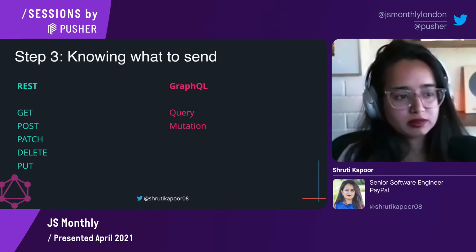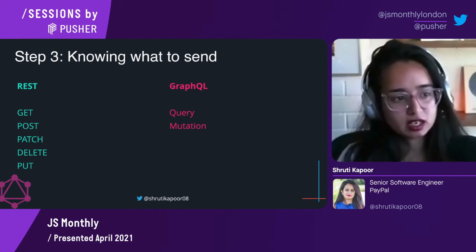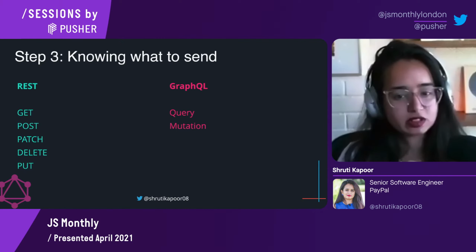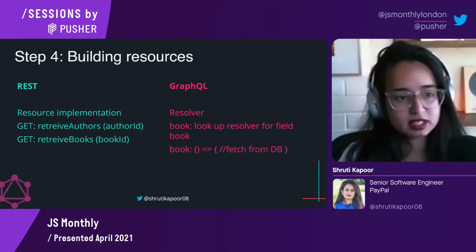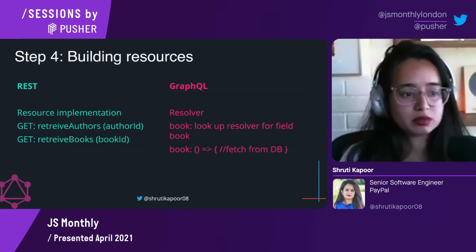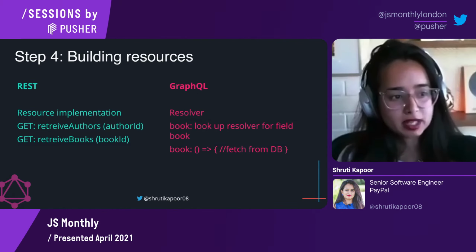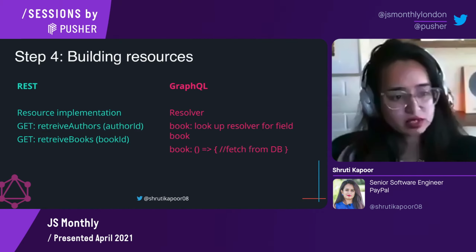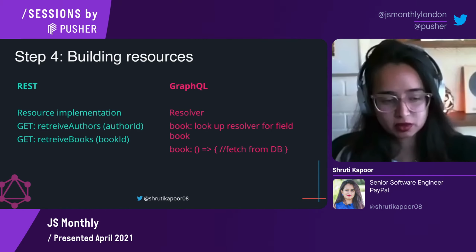Okay, so now we know that we need, let's say, query. And in REST, we need get to fetch the data. We've got the IDs, we've got the fields that we need to send. The next step is on the server side, we need to make sure that we've got the methods that can handle that, right? So we've got retrieve authors that accepts an author ID, sends back the author. We've got retrieve books that accepts a book ID, sends back the book.